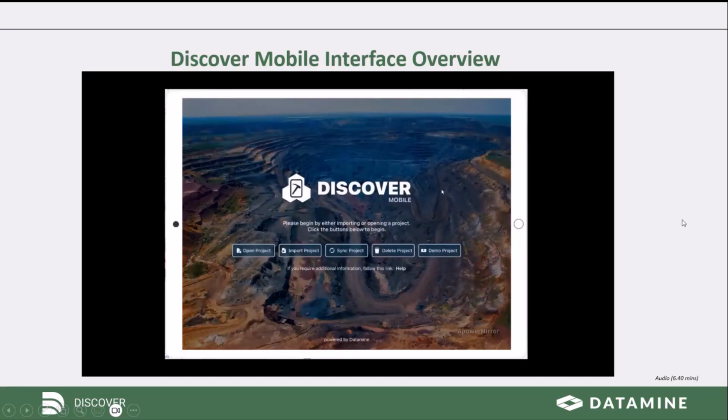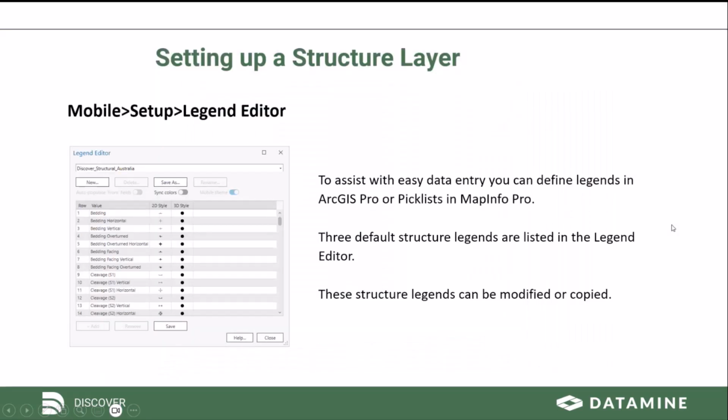Okay, so that's just a brief introduction to the mobile interface. Now, yeah, as part of the presentation, we're going to get into structures. So how do we do that? In the legend editor, like I said, that sets everything up. So firstly, you need to have a structural list. We do have ones in there by default. So it's for Canada, Australia, and the USA there.